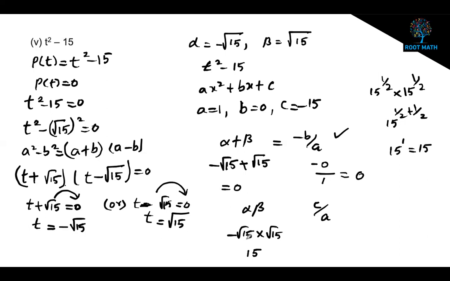That's why when these numbers are the same, when you multiply both of them, you write it as a whole number instead of root 15. Since it is negative, it is negative 15. And c by a is negative 15 by 1, which is equal to negative 15. So alpha beta is equal to c by a, which is verified.